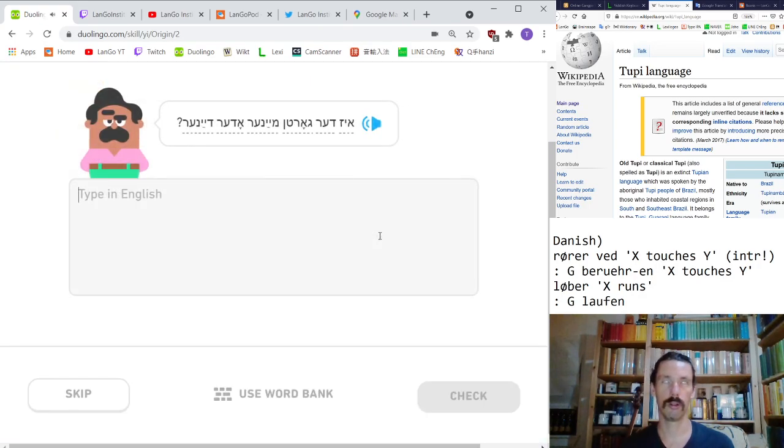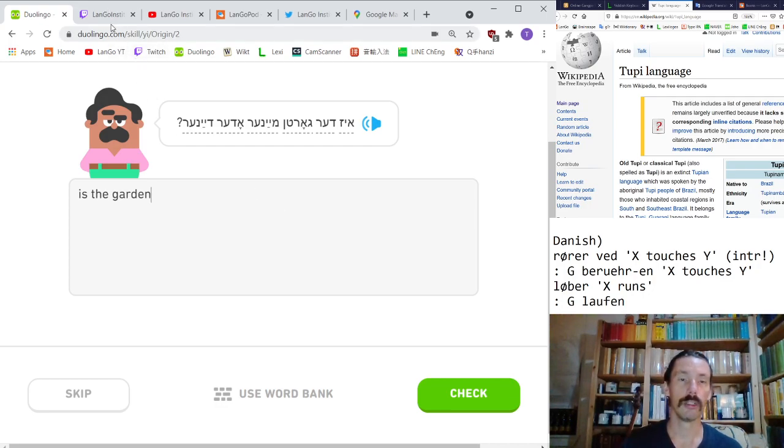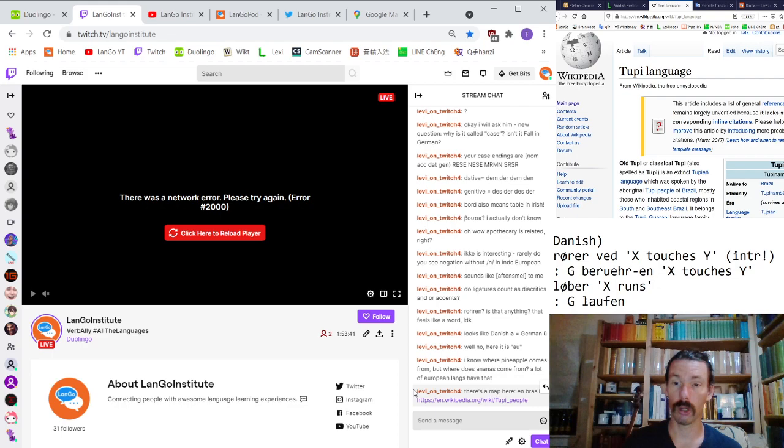Is der Gurten maner oder daner? Is der gut? Is der Garten, the garden. Maner oder. We have that too, instead of tse. Daner is the garden. Gurten. Gurten is the garden. By the way, it's Gurten and so on. Thank you, Levi. It's related to the Slavic Gorat, city, meaning an enclosed place.